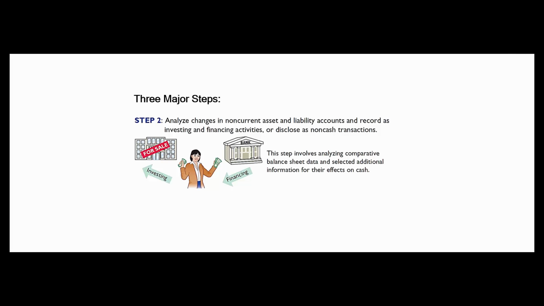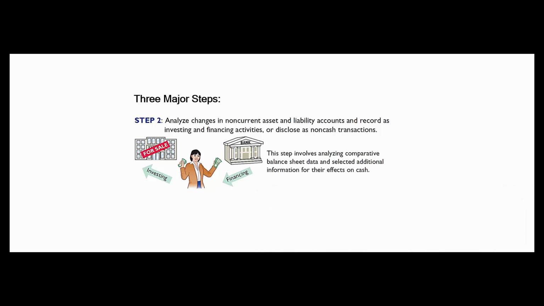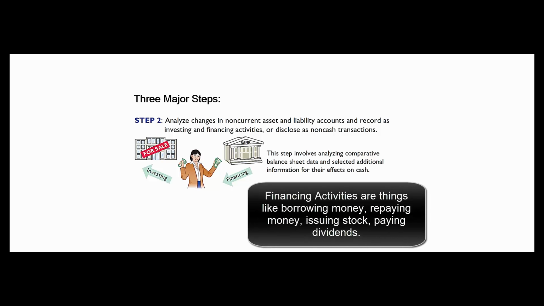And sometimes the problem will tell us how much we spent on capital expenditures. Sometimes it'll give us a mixed amount of information. So we'll have to look at what happened to the equipment account or the building account and look at what happened in the accumulated depreciation account. And if we sold some equipment, we'll have to recognize that when we sold that equipment, we took off some accumulated depreciation. And then for financing activities, we're going to look at things like the issuance of new stock, the issuance of new debt, the payment of dividends, things like that.